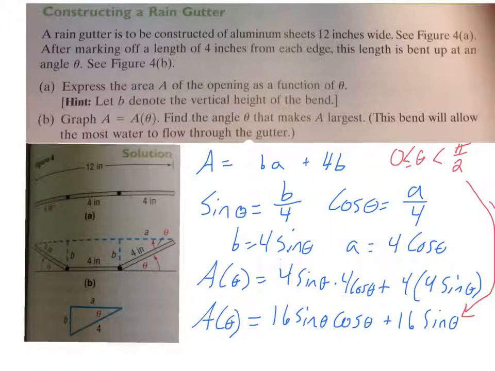If we maximize A theta over this domain on our calculator, we're going to get that the max value for A is going to be 2.618 square inches. So there we go. So that's how we can use functions that involve right triangle trig ratios to help us solve problems like this.